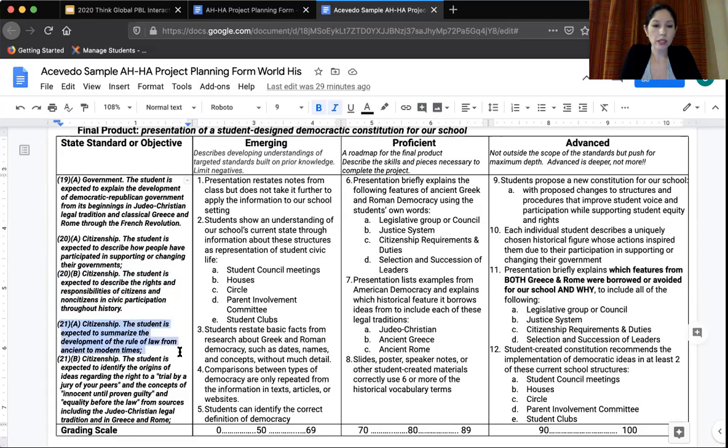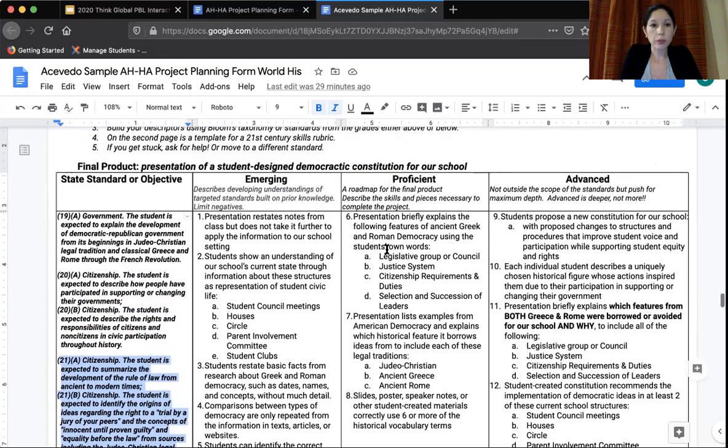And the last one is here, citizenship. The student is expected to identify the origins of ideas regarding the right to a trial by jury of your peers and the concepts of innocent until proven guilty and equality before the law from sources including the Judeo-Christian legal tradition and in Greece and Rome. So let's go back to our steps.